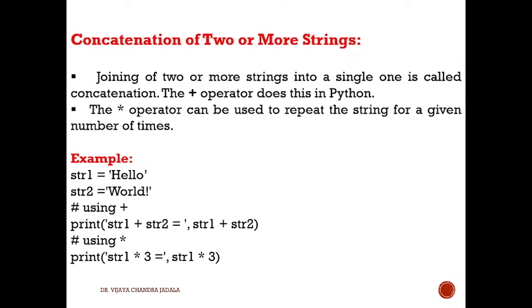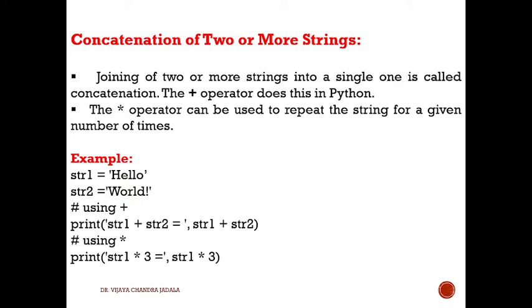Concatenation of two or more strings. Joining two or more strings into a single one is called concatenation. The plus operator does this in Python. So concatenation is adding two different strings as a single string. Then the asterisk operator can be used to repeat the string a given number of times.